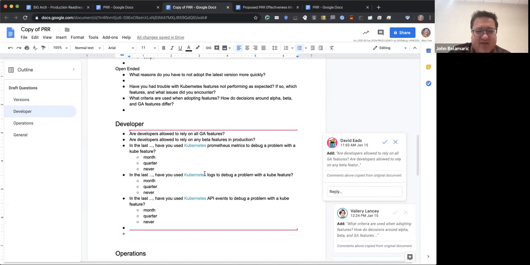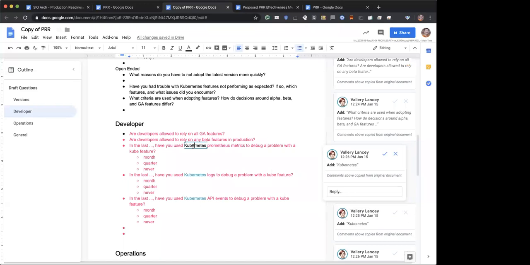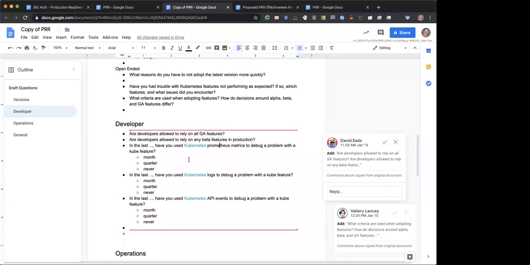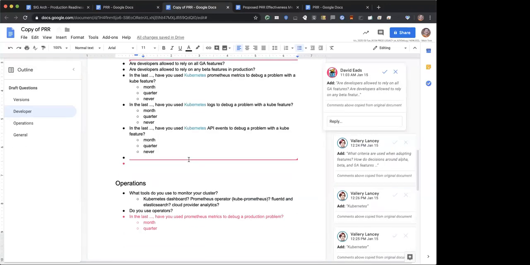In the last blank, have you used Kubernetes? Prometheus? This was one I wasn't sure how we could structure the survey. I see a question like using Prometheus to debug a problem with a Cube feature as a question for a developer. I don't know if I repeated it for operations. So when you write a survey, are you allowed to say, are you a developer or are you an operator?